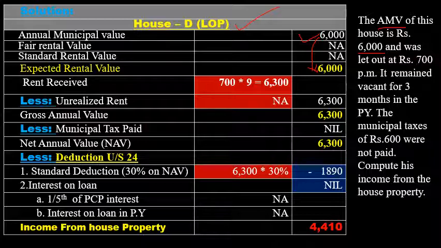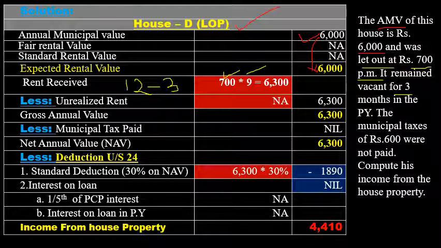So it is also a let out property, as I told earlier. It was let out at rupees 600 per month, but there are 3 months of vacancy. In case of house D, it was let out at rupees 600 per month. So the total let out duration is 9 months only. So out of 12 months, rent received or receivable is for 9 months only.